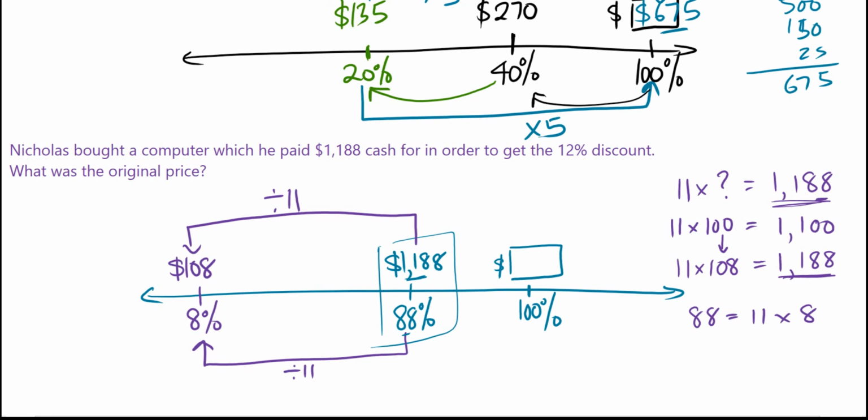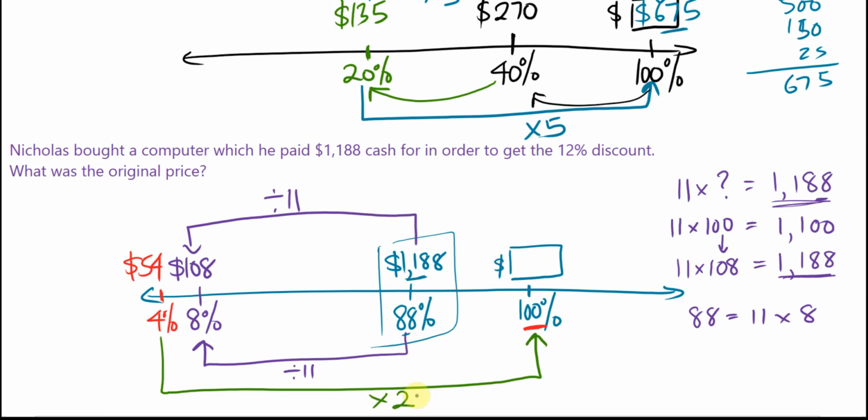Now that still doesn't quite help me get to 100%, but I can see that I can have 8% as well as $108. So half of 8 is 4%. Half of 108 is $54. Now I can jump up to 100%. So 4% times 25 will give me 100%, and $54 also times 25 will give me 100%, will give me the original amount, should I say.